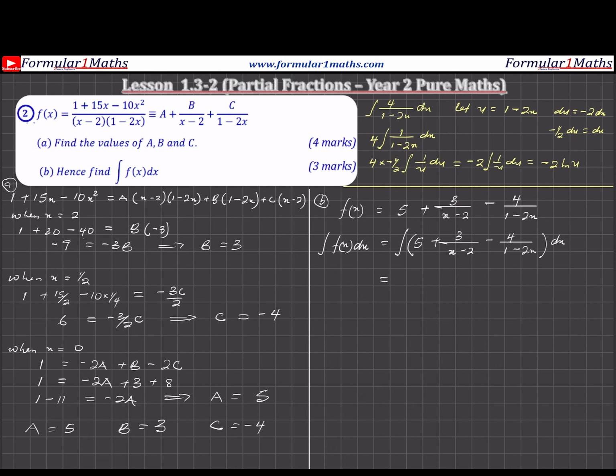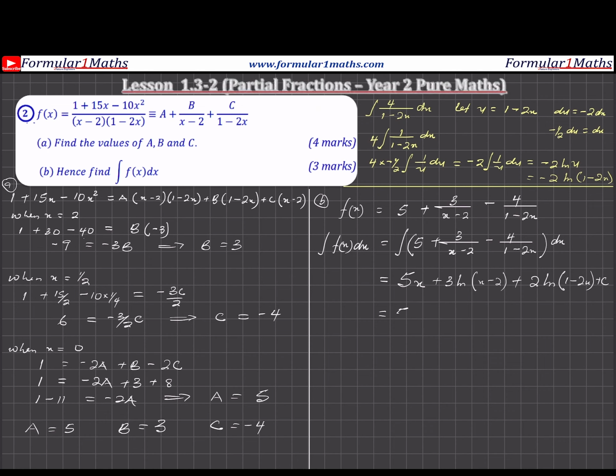So that can be replaced over here, and so I can now proceed to integrate the whole thing. And so this will be, if I integrate 5, I'll get 5x plus, if I integrate 3 over that, I'll get 3 ln x minus 2. And we just found out this one to be minus 2 ln u, which can be written as minus 2 ln 1 minus 2x. So now I can replace this one with that, and that will give me plus 2 ln 1 minus 2x plus my integration constant.